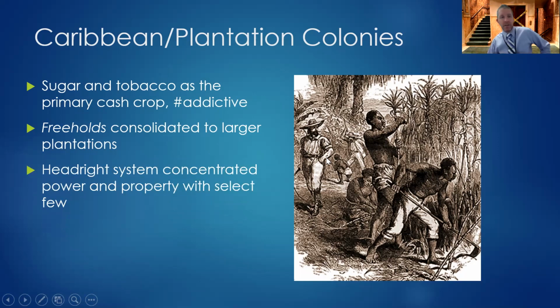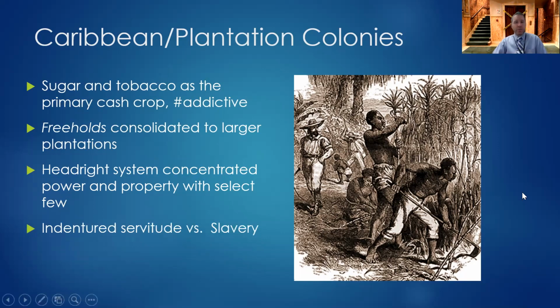Combine that with this idea of a headright system, where land was granted to people if they were willing to pay passage for indentured servants, and they were given land grants if they would bring more servants and more laborers across. That just allowed these wealthy to accumulate more and more land and kind of killed off the family farm, the smaller farms, and made it completely a plantation-based economy.